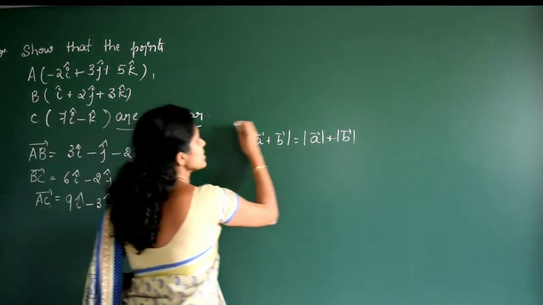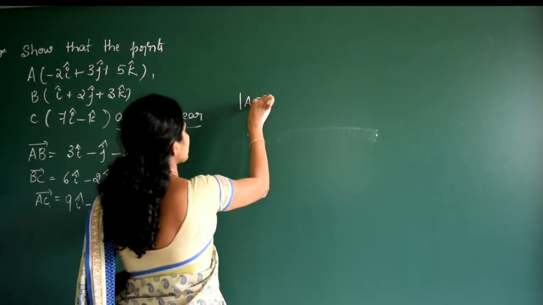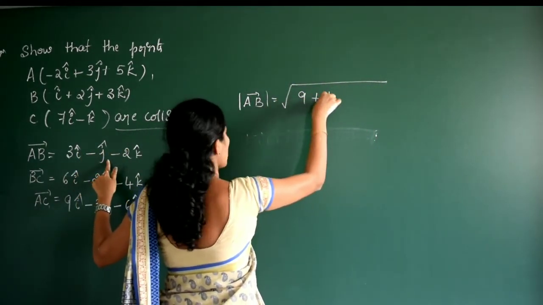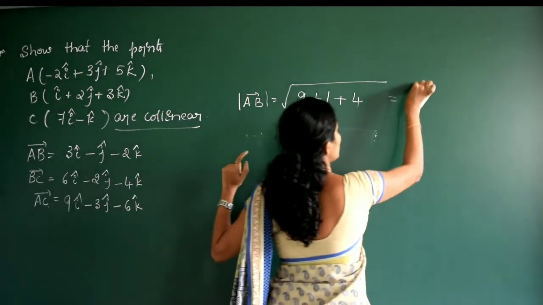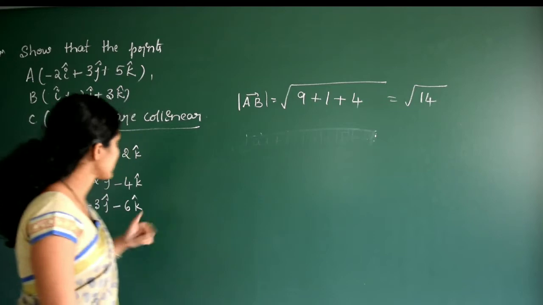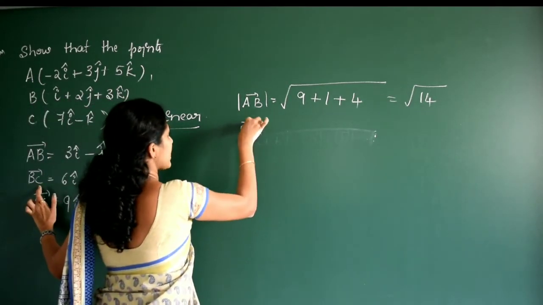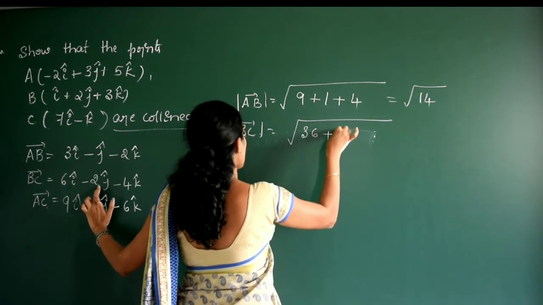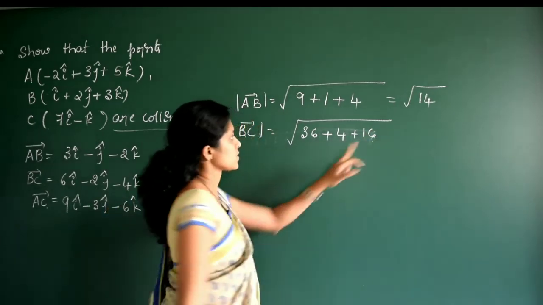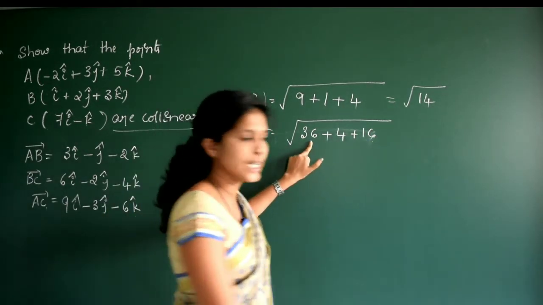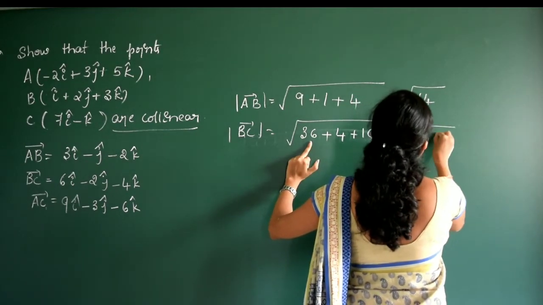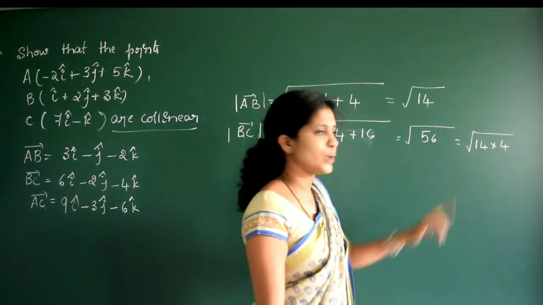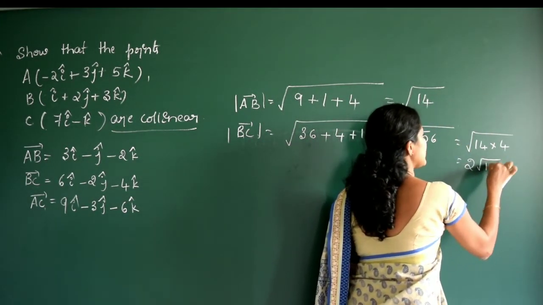Now we have to find the magnitude. Magnitude of AB vector is equal to root of 3 square, which is 9, plus 1, plus 2 square, which is 4. So this is equal to root 14. Next, BC vector, magnitude of this is equal to root of 6 square is 36 plus 2 square is 4 plus 4 square is 16. So 16, 20, 20, 56, right? Root of 56. Root of 56 can be written as 14 into 4, square root of 4 will be 2, so it is 2 root 14, right?